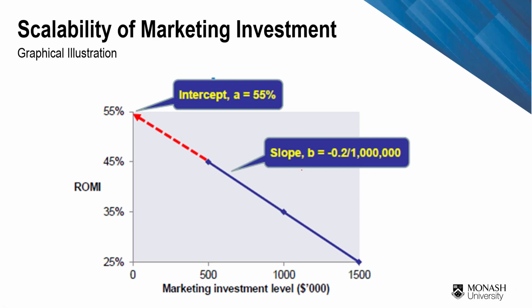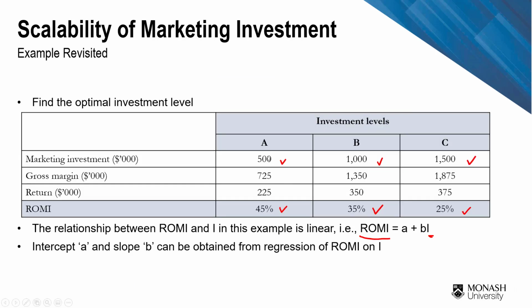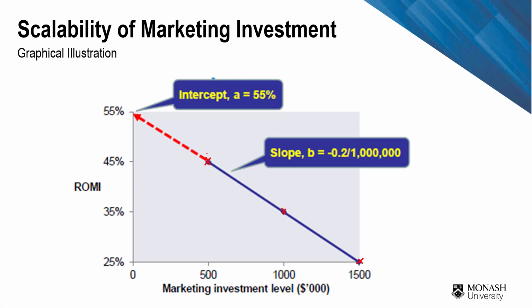So these 3 points can be plotted right here, here, and here. So this will give you point A. I'm just going to take note of that. So this is point A, this is point B, and this is point C. And from here, you can generate your intercept level, which is 55%, and your slope, which is minus 0.2 divided by 1 million. Now, some people might ask me, how do we actually generate the slope and intercept?